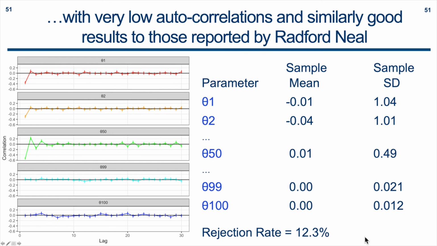The rejection rate that I got was 12%, which I think is very similar to Radford Neal. I think he reported 13%. So even for this complex model, Hamiltonian Monte Carlo is doing a great job, with very low autocorrelations being generated.